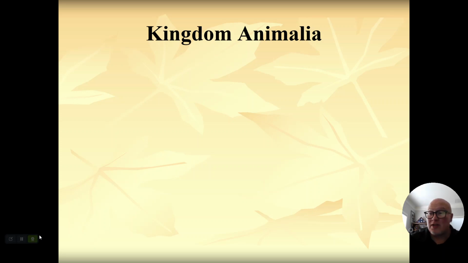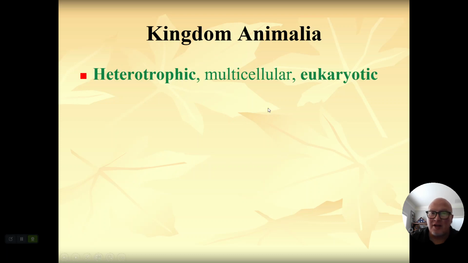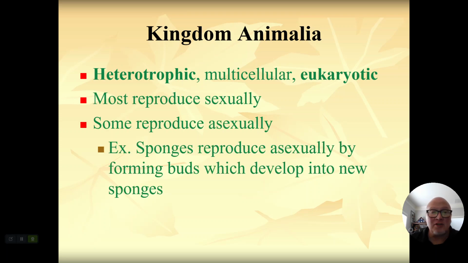All right, so here we are with classification part two. I'm going to rush through some of this because we've already talked about a lot of the characteristics of kingdom Animalia. We've already discussed the fact that animals are heterotrophic, multicellular, eukaryotic, and that most of them reproduce sexually. There are a few that reproduce asexually, like the sponges and some echinoderms like a sea star. Remember, that means it produces a genetically identical organism to the parent.